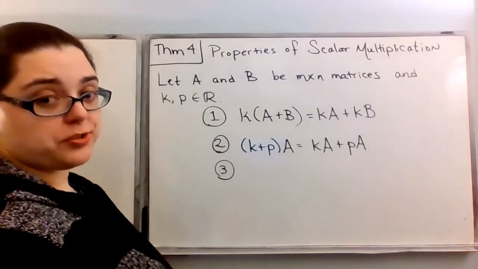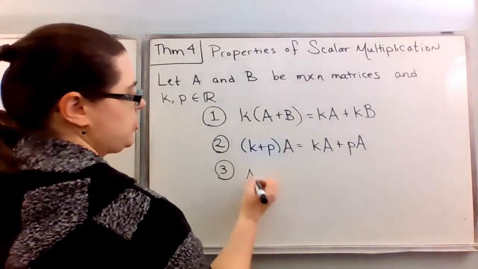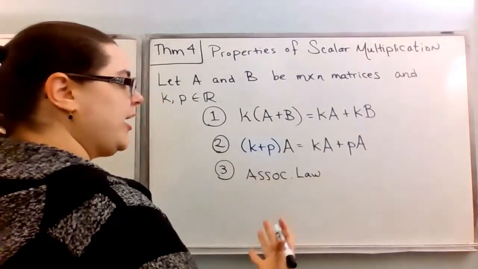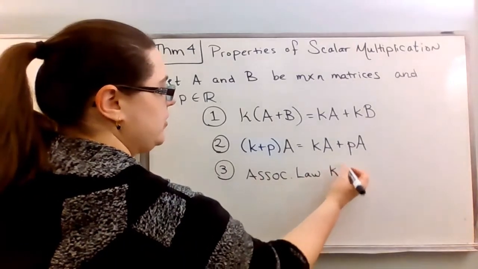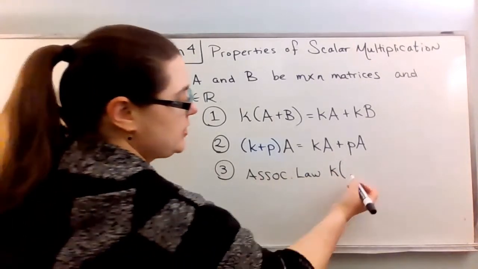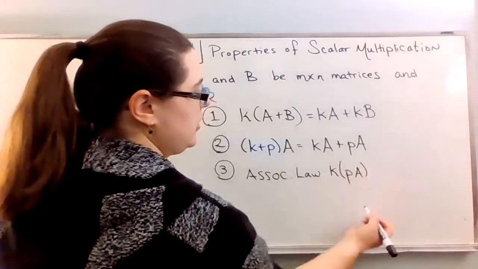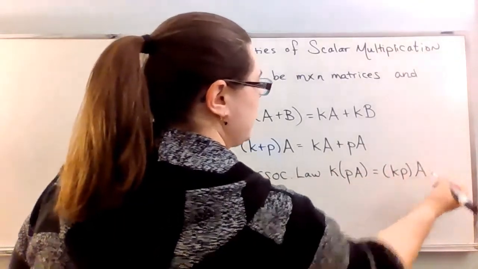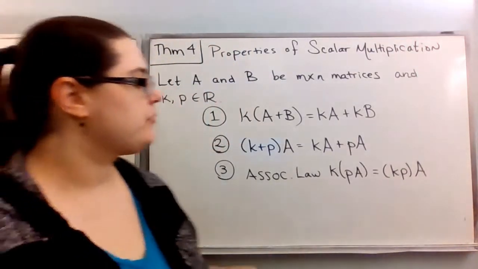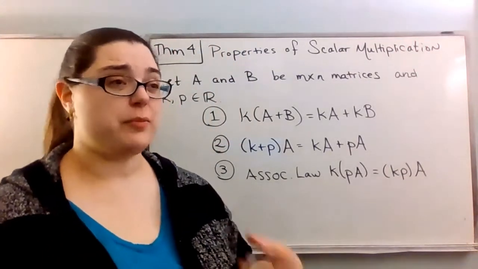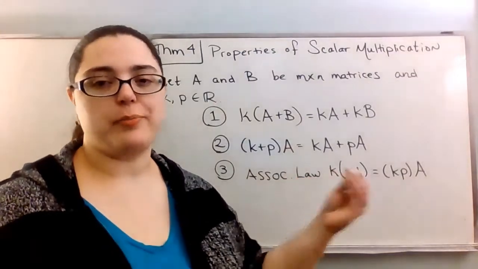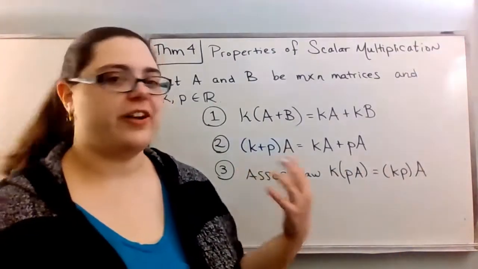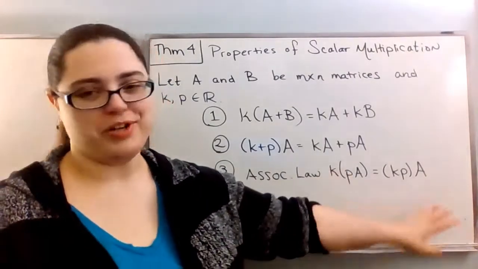Third, we're going to have an associative law for scalar multiplication. That just says if I have K times (PA), that's going to be the same as (KP) times A. In other words, if I have the matrix 2A and I multiply that by 5, that's the same as multiplying A by 10. Right? I'm going to do 5 times 2 to get the 10. Now we're good to go.